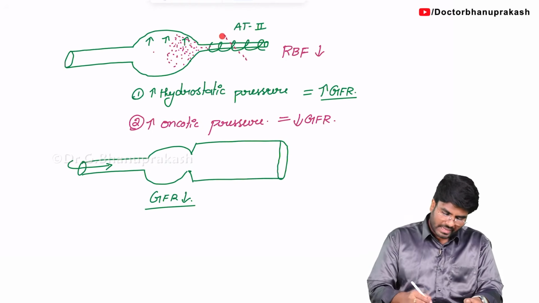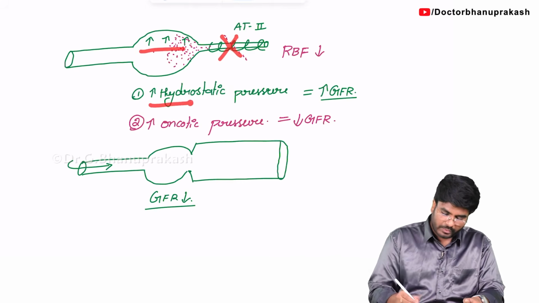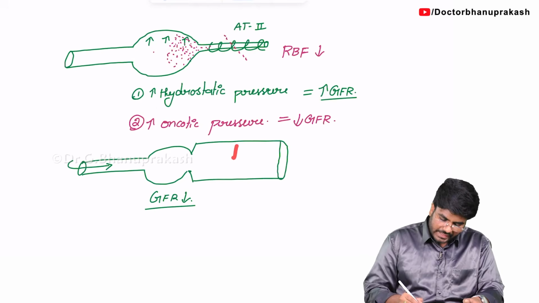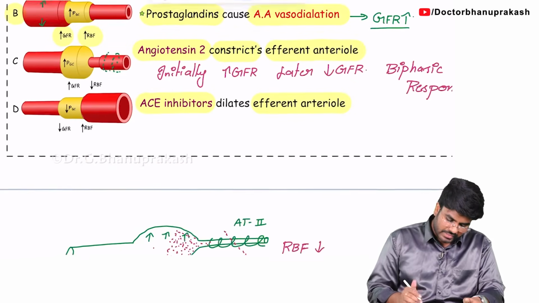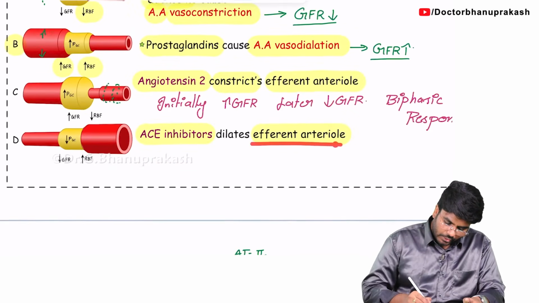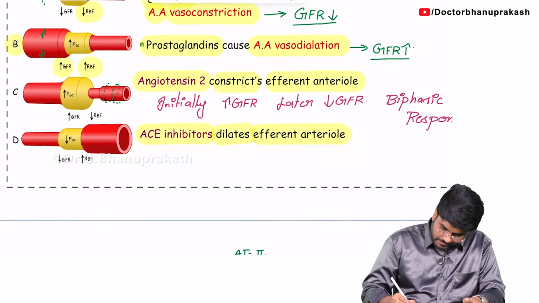Okay, so previously I told you, when you constrict here, there will be more hydrostatic pressure, so more GFR. If you dilate, exactly opposite. If you dilate, the hydrostatic pressure here will decrease, so GFR will decrease. So always remember, efferent arteriolar dilation will decrease the GFR.